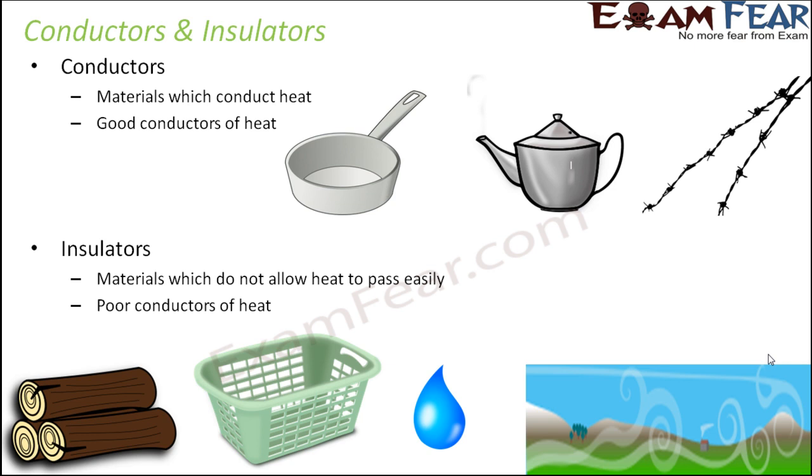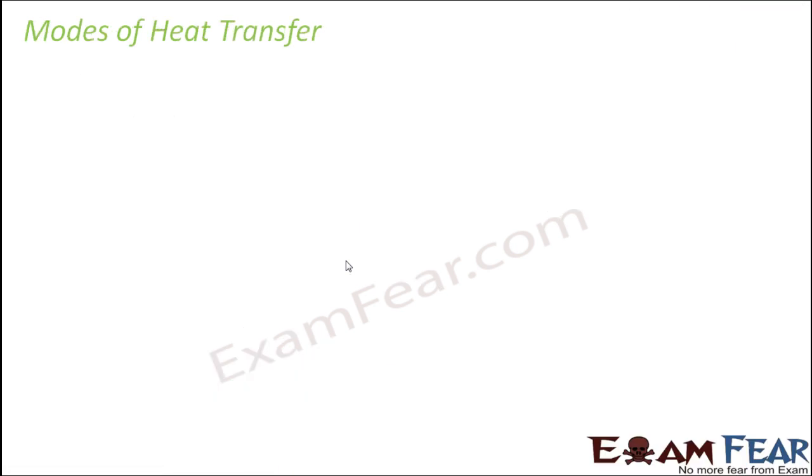That is why wood or plastic containers are not used for cooking purposes. If you have a plastic container, you cannot put it over the gas because when it gets heated, it melts, and it doesn't allow heat to pass through it. But if it is a metal container, it will allow the heat to pass through it and it will provide that heat to the vegetables or whatever the content is inside the vessel. So these are conductors and insulators.